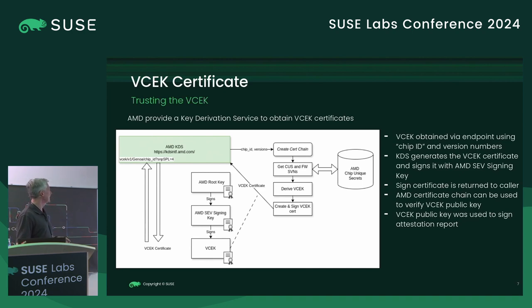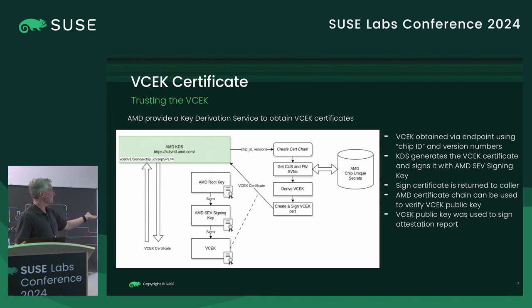So AMD provide a KDS, and it has an endpoint which takes a chip ID, not the chip secret, a unique chip ID as a parameter, along with the version number you're requesting a certificate for. And what we're obtaining here is a signed certificate of the public key of a particular VCEK for a specific CPU. And so when you make that request, the KDS will go and retrieve the chip unique secret, and I guess it will check, and this is again speculation, that the firmware has been applied to that particular part and it's a valid configuration.